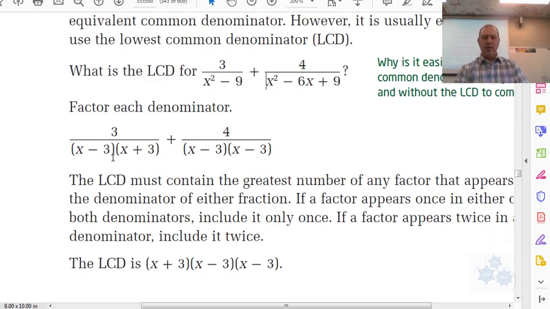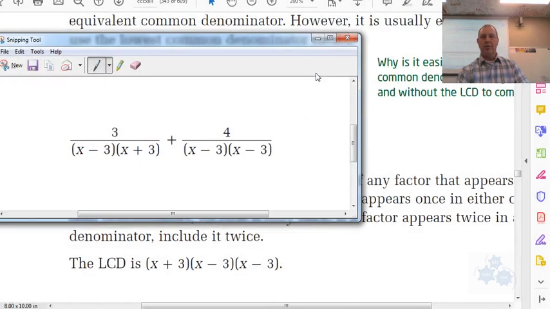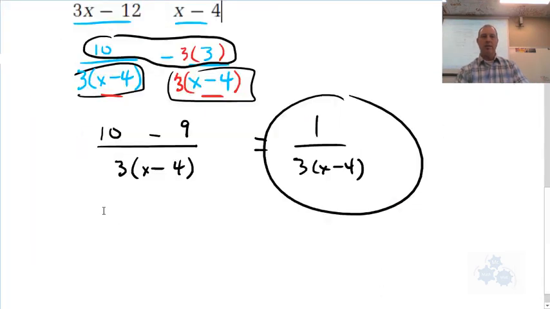So you look at this and you say, well, both of them have an x minus 3, but this one has 2 x minus 3s. So this one needs another x minus 3. This one does not have an x plus 3, so this one needs an x plus 3. So let's just go ahead and do this one as our next example.